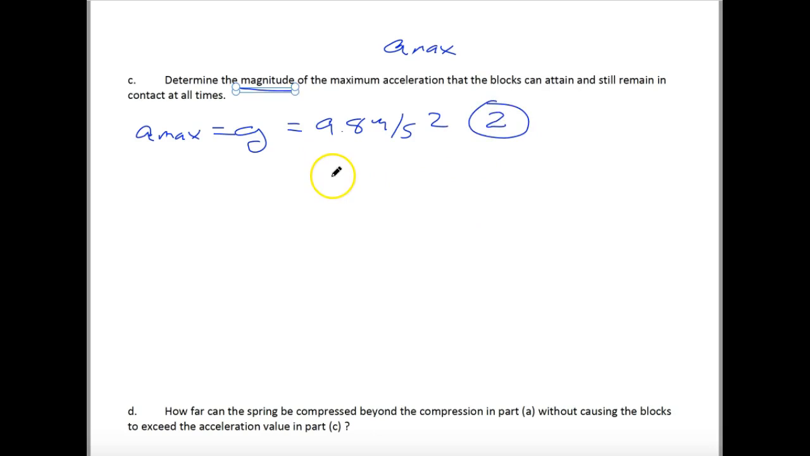We just want to make sure that A is always going to be somewhere around there. So, I guess really that's all you need for that one. Letter D says, how far can the spring be compressed beyond the compression in part A without causing the blocks to exceed the acceleration in our part above, which is part C.